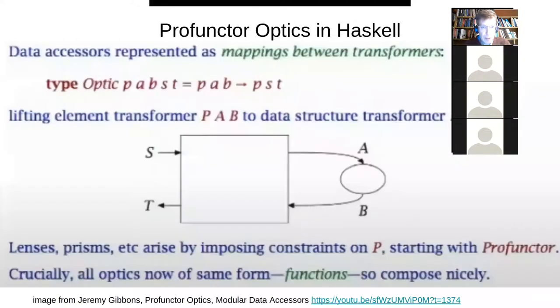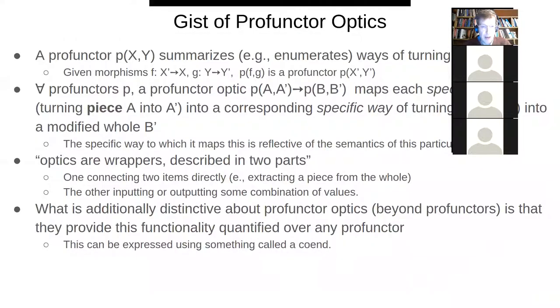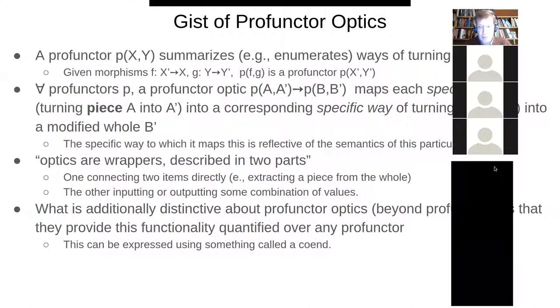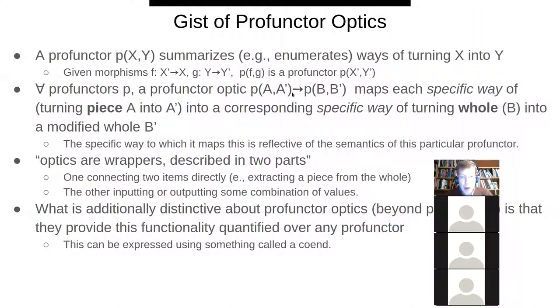Here. Yeah. This one here. Or here. Sorry, this here. One. Yeah. So okay. Here, like A, A prime, B, B prime, are they objects or categories? A, A prime and B, B prime, these are objects.